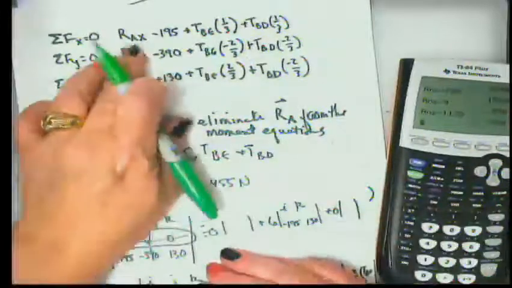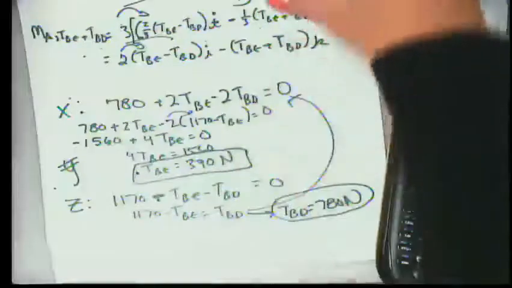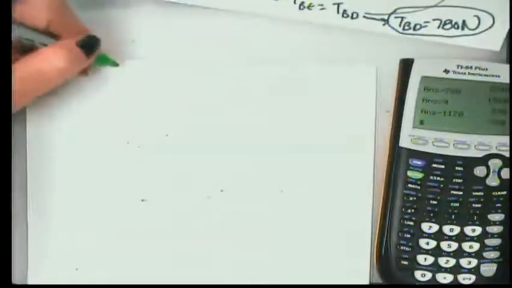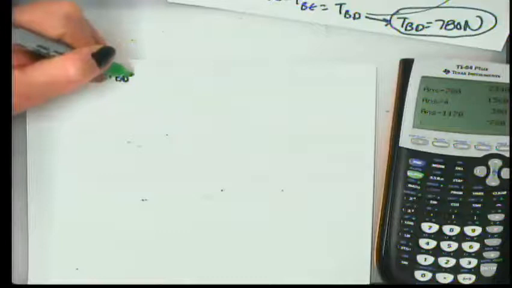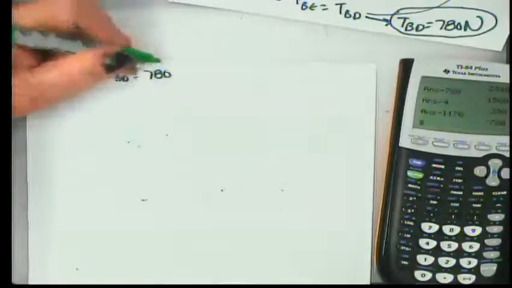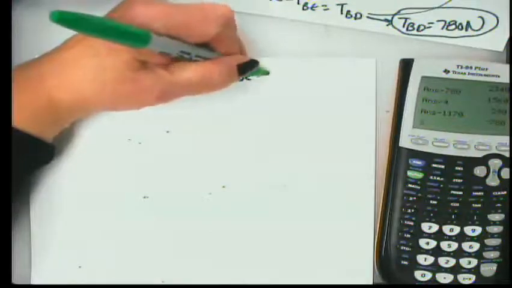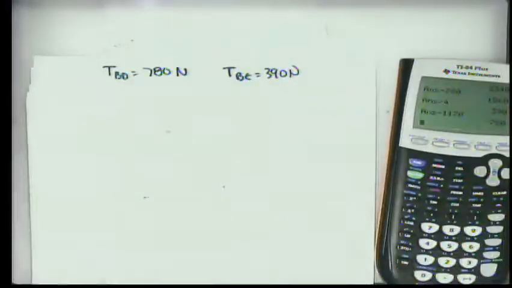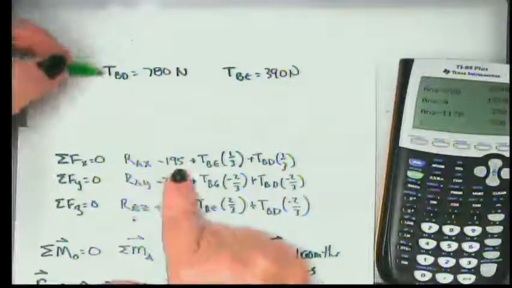Okay, I have 3 of them, so I can use those values. I'm going to write those values nicely at the top of a piece of paper so that I can use them effectively. TBD equals 780 newtons, and TBE equals 390 newtons. So now to get my reactions at A, I can go ahead and plug this in.